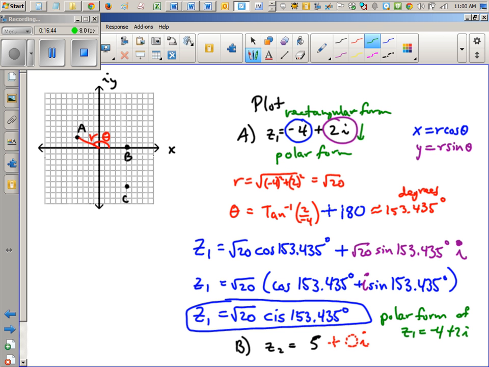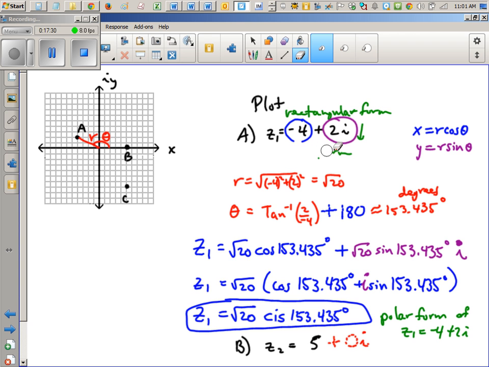Now, the cis notation is not in our textbook, but you're going to be writing this so many times, you're going to wish you had an abbreviation, and here it is. Please don't forget what cis means. Okay? It means cosine 153.435 plus i sine 153.435. I said it wrong. It means this. It's very important you know what abbreviations mean. If you can't remember that, then don't use the abbreviation, please. But it is quite a bit less writing, though it really means the same. Okay, so that's point A, converted over to polar form.